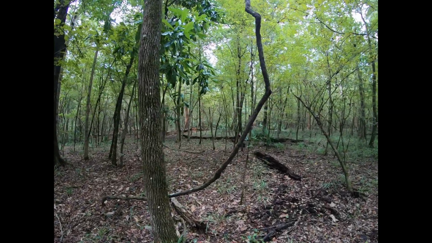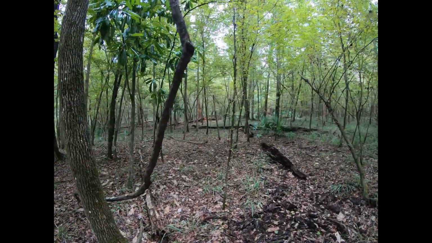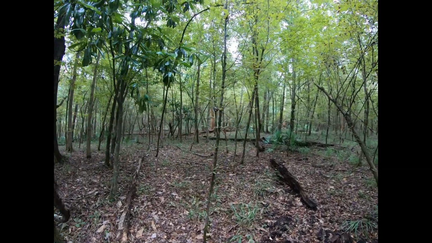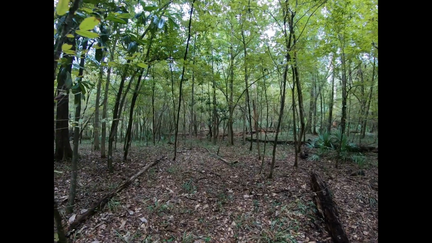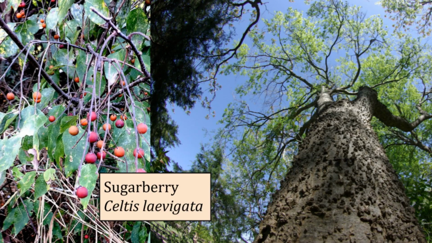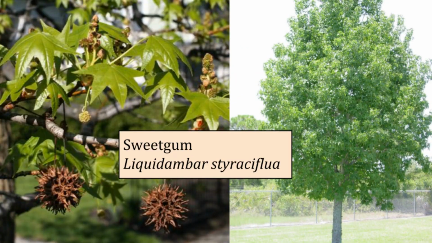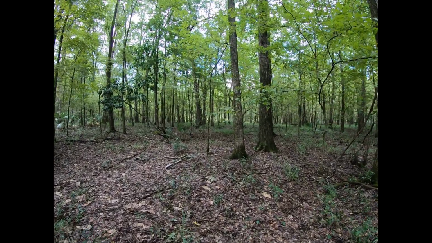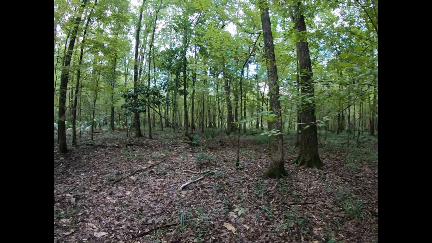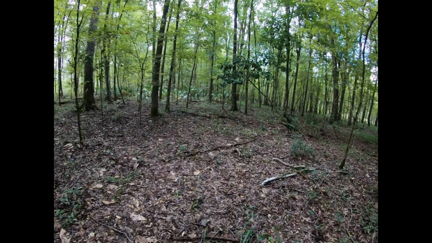So somewhat similar to Alfred A. Ring Park, here at San Felasco Hammock in this upland hardwood forest that we're in right now, we're seeing some similar species. We're seeing some maples, we're seeing some hickories, sugarberries, we're also seeing some sweet gums, some laurel oak, some live oak, and we're also seeing some southern magnolias.